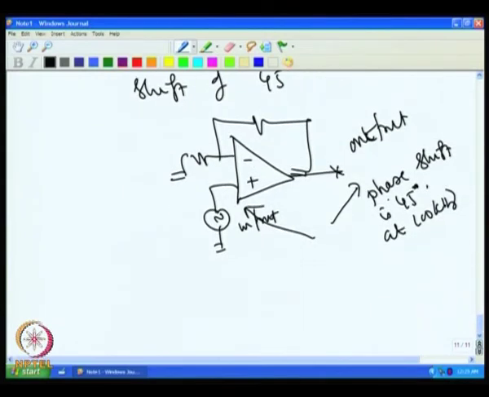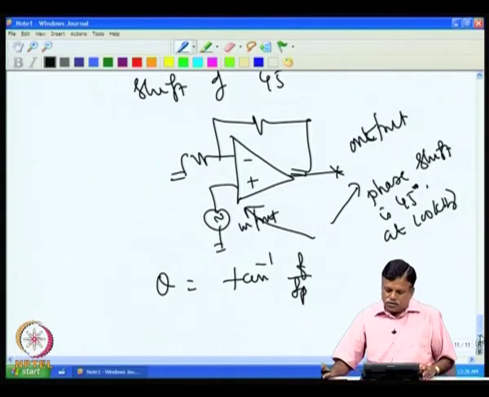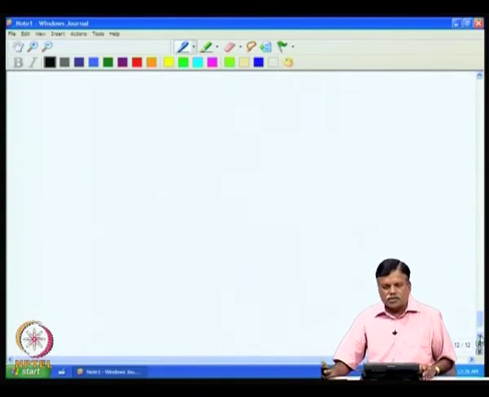So, basically the phase shift theta is given by tan inverse of f by fp, where fp is the pole frequency. Once the pole frequency is known and the applied frequency is known, one can find theta at any given operating frequency. So, this problem has to be understood, so that one can use the amplifier properly in the actual application.